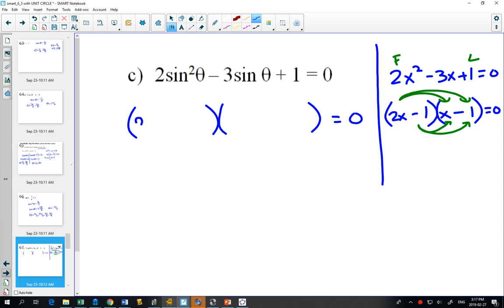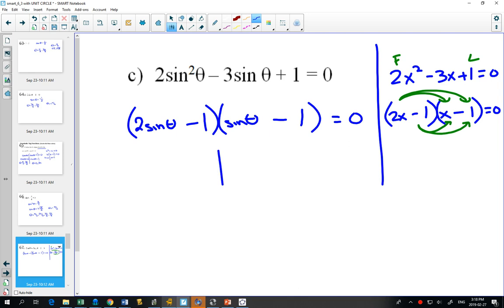So now, with the equation with sine, it's exactly the same. The only way to get 2 sine squared would be with 2 sine and sine. The only way to get my last term to be a 1 would be 1 and 1. They both would have to be negative to get a positive 1, and to make sure that I get that negative 3 sine theta.